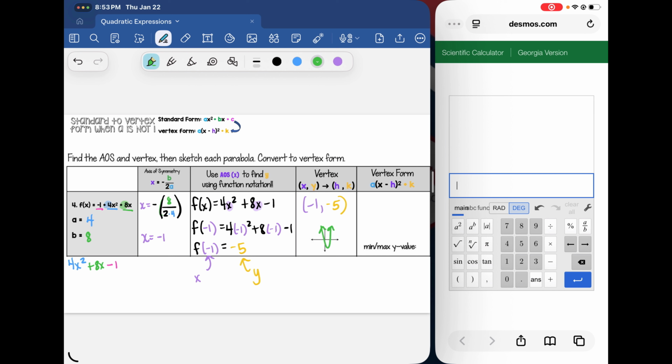All right. Is this a maximum or a minimum? It is a minimum because the vertex is at a low point. What is the minimum value? A negative 5. But we still need to write it in vertex form. So I need my A, my H, and my K. What is the A value?